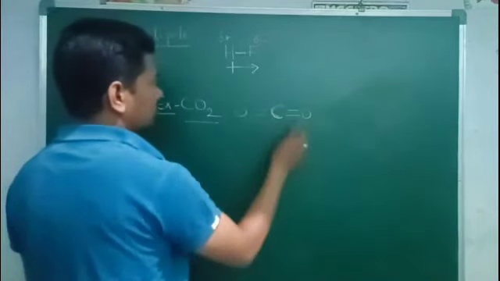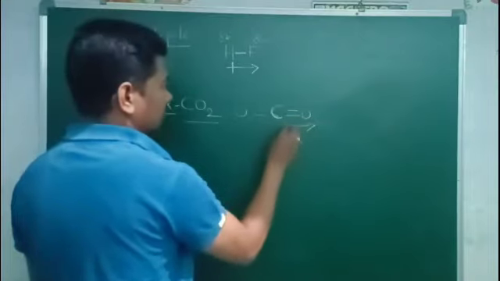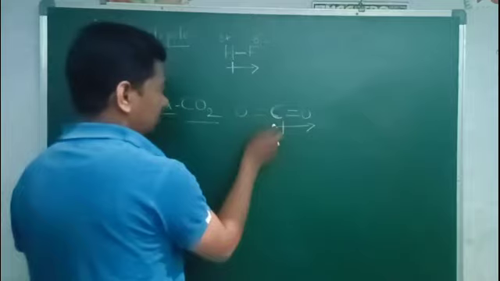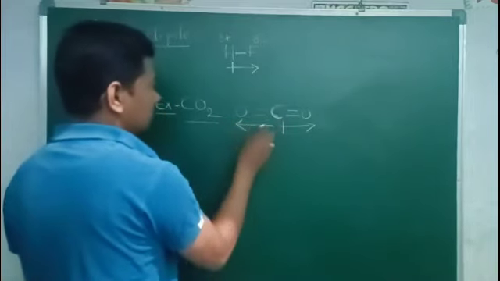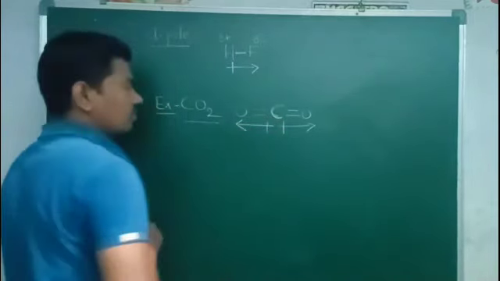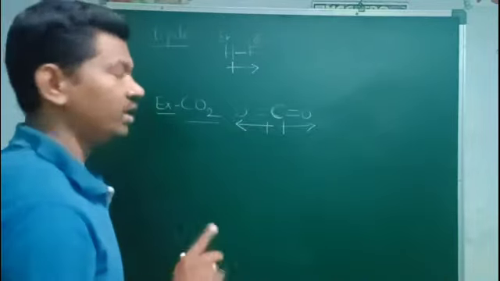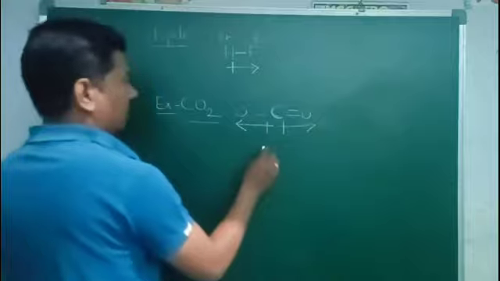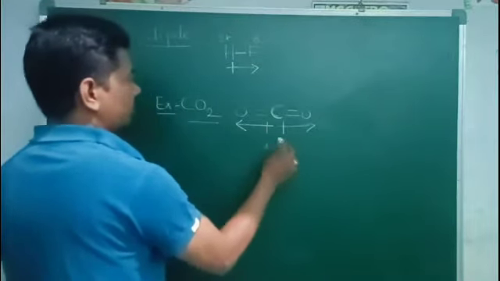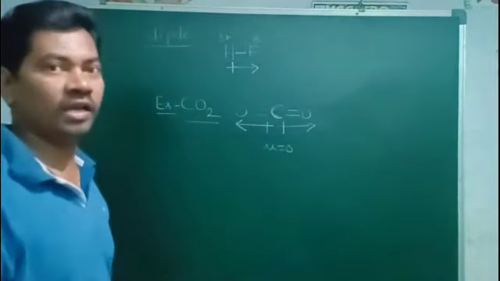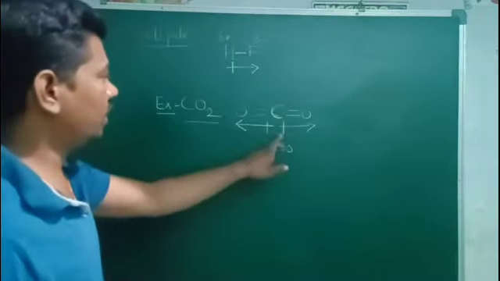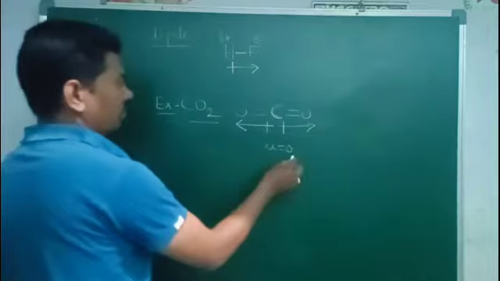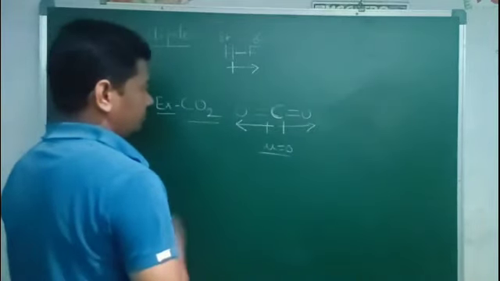Here the most electronegative atom is oxygen. It will be shown like this, and here also one dipole is moving towards the oxygen. So two dipoles will be moving in opposite directions. In this case, the dipole moments will cancel each other. So in this molecule, dipole moment is 0 because the two dipoles are opposite to each other. Understand?